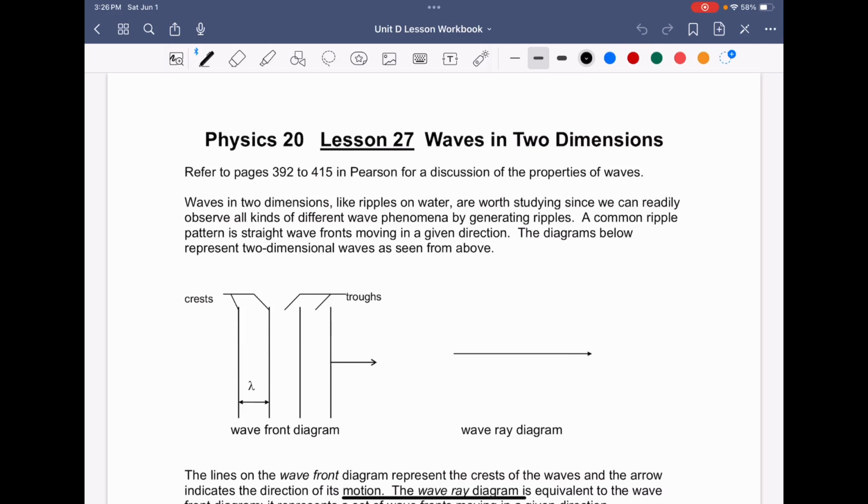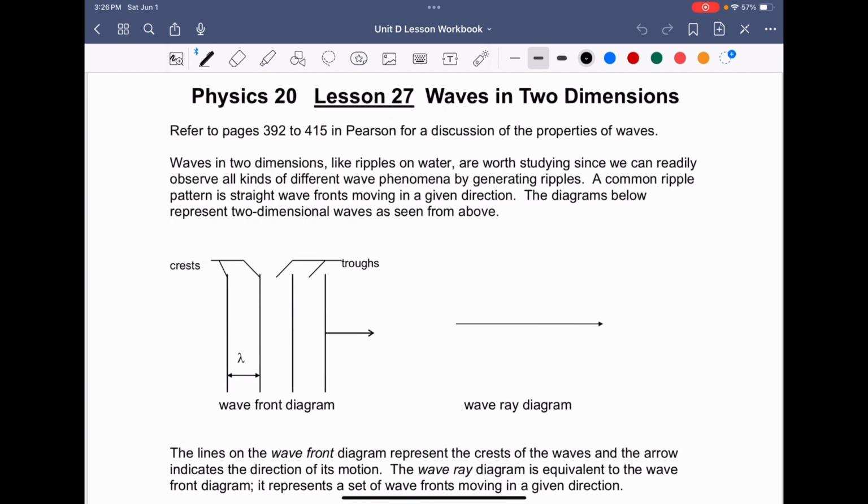All right, so now we move into lesson 27, which is waves in two dimensions. It kicks off by going into this idea of a wavefront diagram, or how do we represent crests and troughs in a slightly different way. And then we're going to add some more terminology and some more structure to waves and wave patterns.